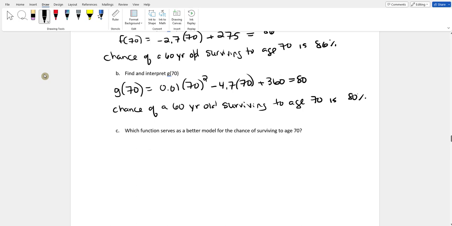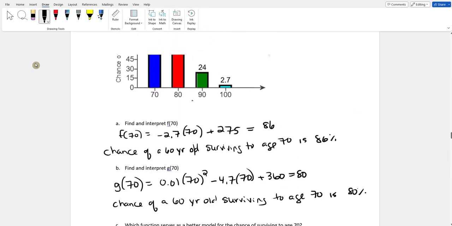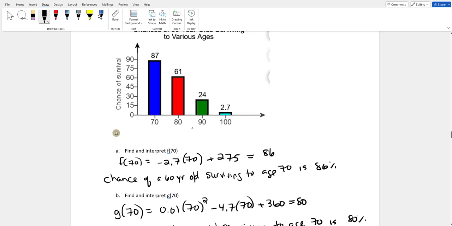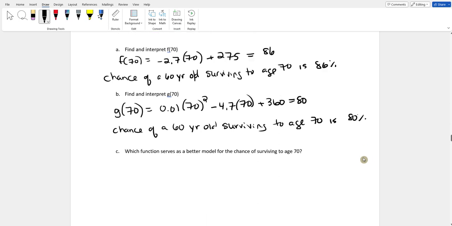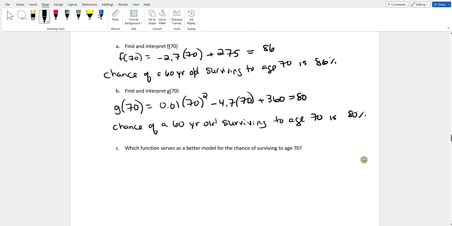So now let's figure out which model is the better one. Based off our graph, the chance of a 60-year-old surviving to 70 is 87%. My f of x function gives me 86%. So that means f of x is closer to 87% than g of x. G of x gave me 80%. So I'll write this out.